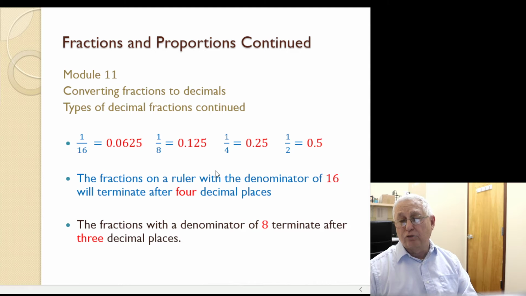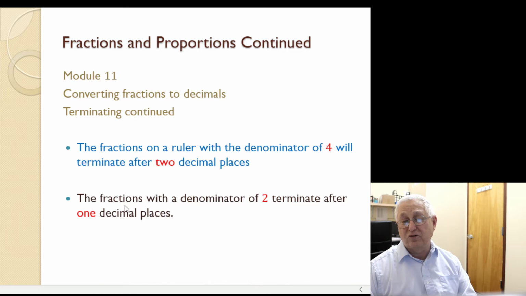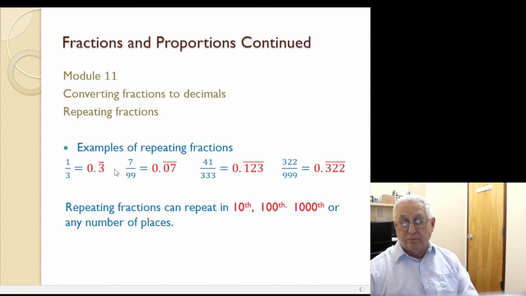The fractions on a ruler with denominators of 16 will terminate after 4 decimal places. The fractions with denominators of 8 will terminate after 3 decimal places. The fractions with a denominator of 4 will terminate after 2 decimal places, and the fractions with a denominator of 2 will terminate after 1 decimal place.